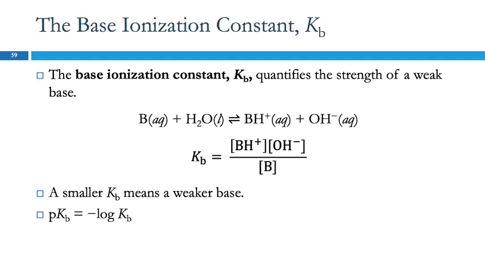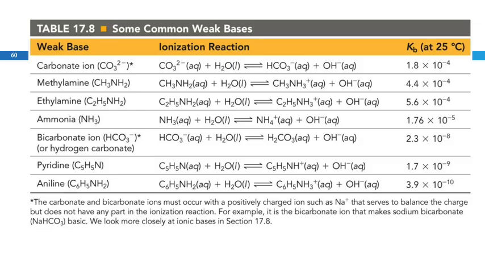Just like with Ka, we can define pKb as the negative log of Kb. Remember that p is just a function, the negative log of whatever comes after it. These are some common weak bases and their base ionization constants. This is not a list you need to memorize. There's nothing in here that you need to memorize.